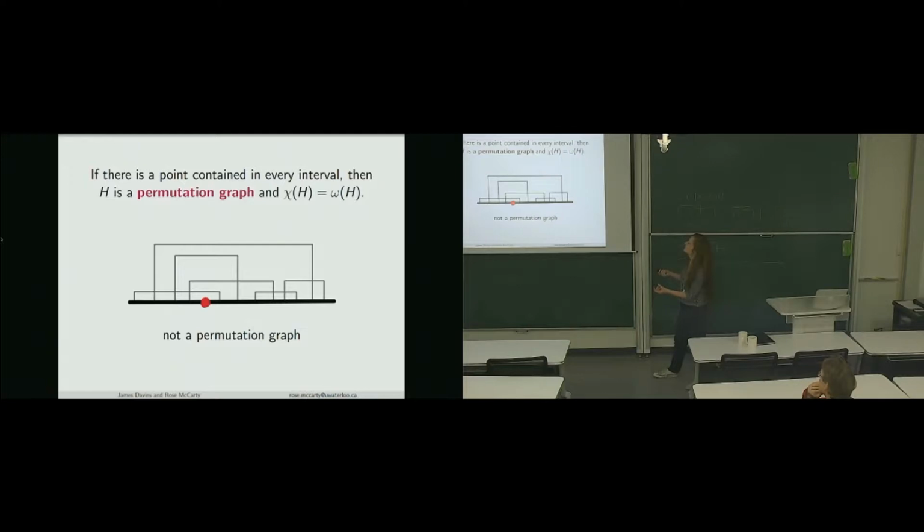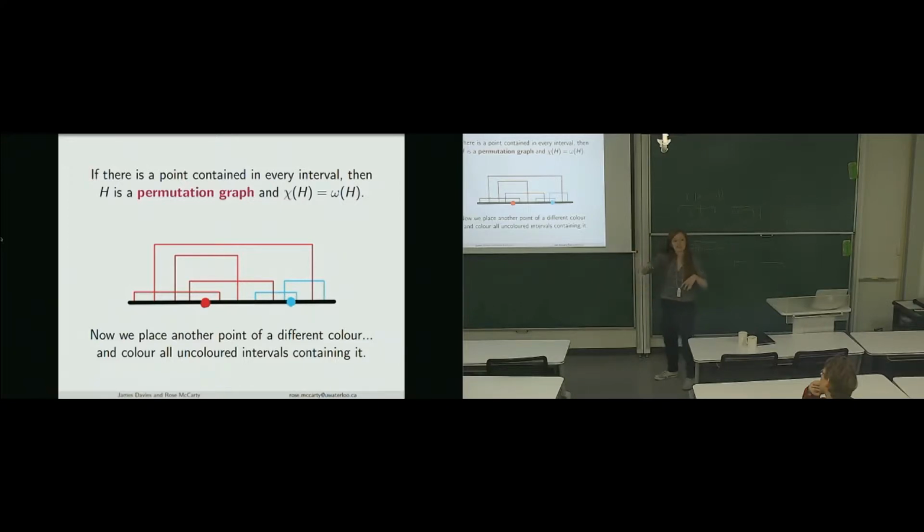But what we can do is we can place a point somewhere, and we can color all of the intervals that cross it the same color of that point. And then the induced subgraph on these red intervals is a permutation graph. And now there's some chords remaining, but we can place another point. Let's make it a different color. And then all of the intervals that contain it are going to be colored blue. And now we've decomposed the vertex set of the graph into two permutation graphs.